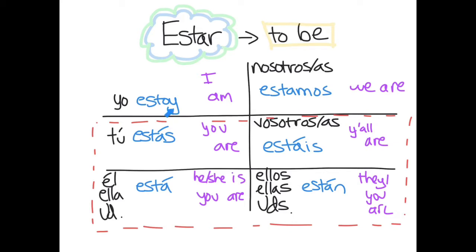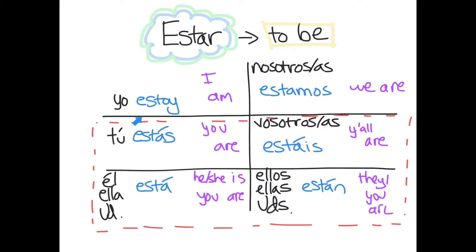So we've got yo estoy, I am, tú estás, you are, él, ella, usted está, he or she is, you are, nosotros or nosotras estamos, we are, vosotros or vosotras estáis, y'all are, remember only in Spain for vosotros, ellos, ellas, ustedes están, they or you are, but again, plural.